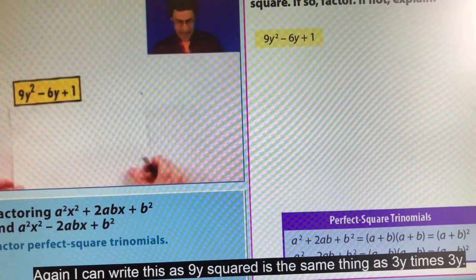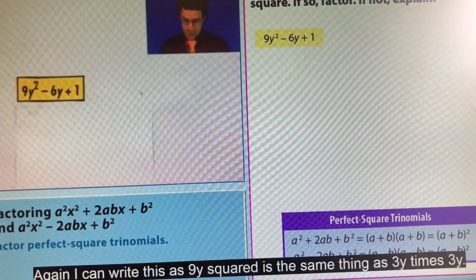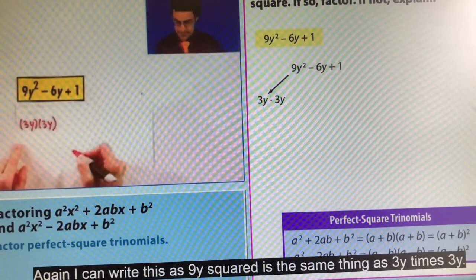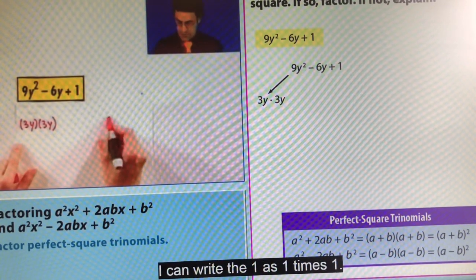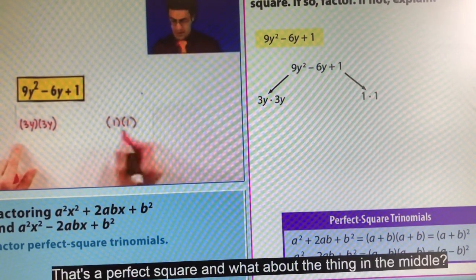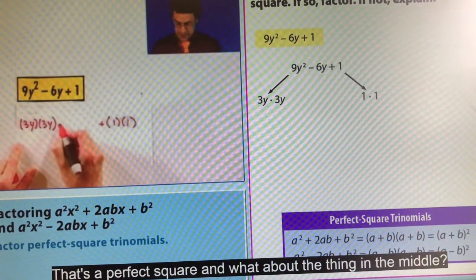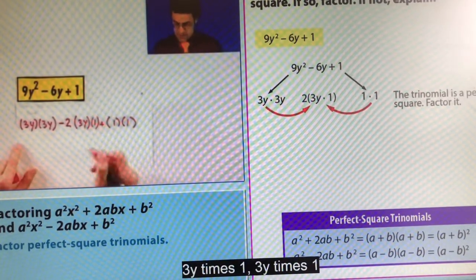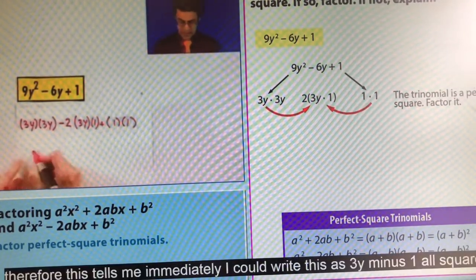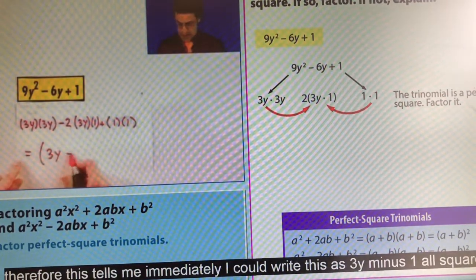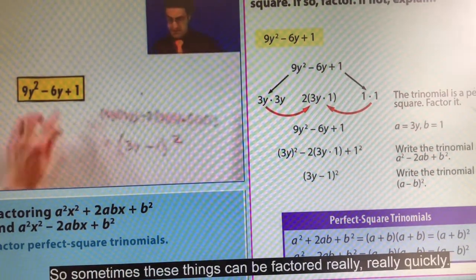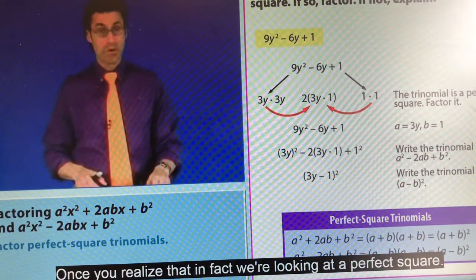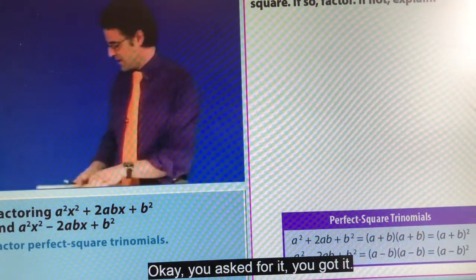Again, I can write this as 9y squared is the same thing as 3y times 3y. I can write the 1 as 1 times 1. That's a perfect square. And what about the thing in the middle? I can write that as negative 2 times what? 3y times 1. Therefore, this tells me immediately I can write this as 3y minus 1 all squared. So sometimes these things can be factored really quickly once you realize that, in fact, you're looking at a perfect square.